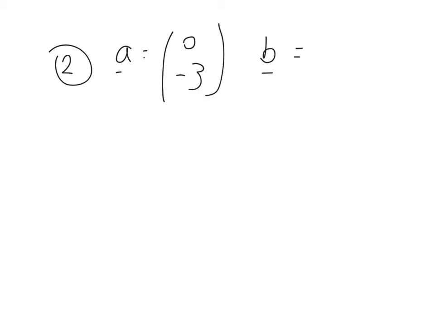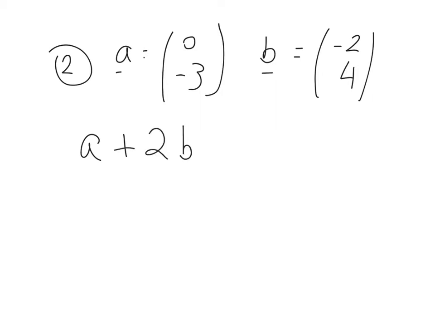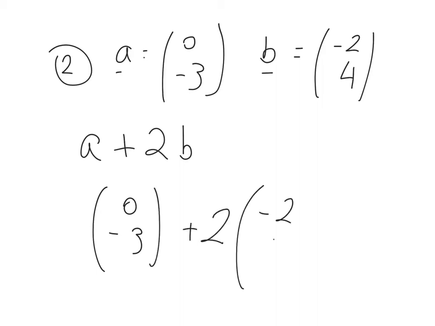Okay, example 2, we've got a vector A in 2 dimensions this time, 0, minus 3. A vector B, which is minus 2, 4. And we're going to find the components of A plus 2B. Well, A is just 0, minus 3, and we're adding on 2 lots of the vector B, minus 2, 4.